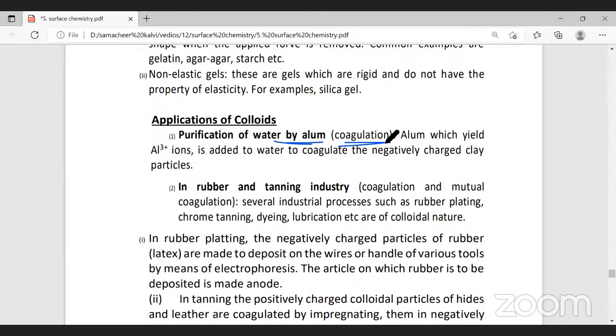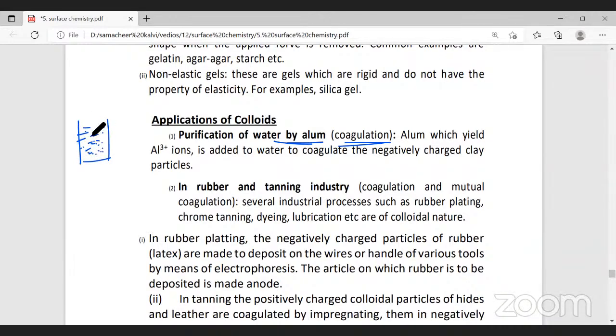Purification of water by alum. Now, in the villages, even now, I don't know, but in the olden days, there used to be a tank at the corner of the road, and everybody used to go to the tank and get water for their need. So the tank will be generally open. It's a large tank which will be generally open. This will contain dust particles.